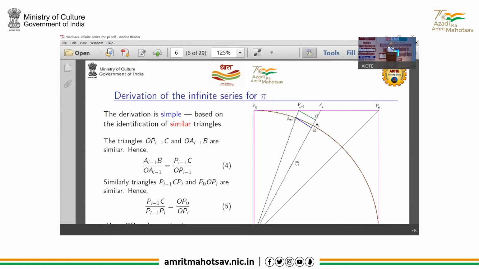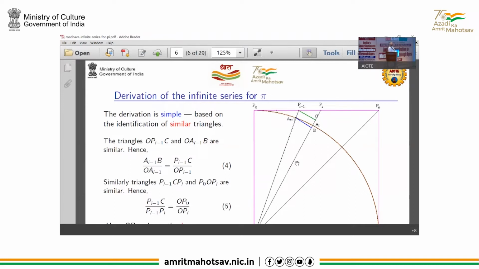The technique is basically to get an expression for a_{i-1}B. When the number of points is increased, this segment will keep on shrinking and they will become very, very close to each other. And thereby you will say that the segment can be treated the same as the arc itself. This is the technique. So you are primarily going to get an exact expression for a_{i-1}B, and then you are going to sum it up. This is the principle behind it.